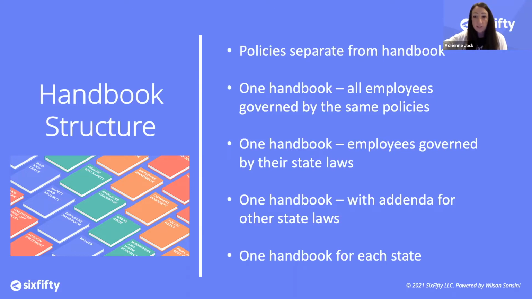And one of the advantages of this is that some policies, such as temporary policies related to COVID, might seem temporary, and so they can be kept separate from a full employee handbook and can just be accessible and updated as one-off policies.